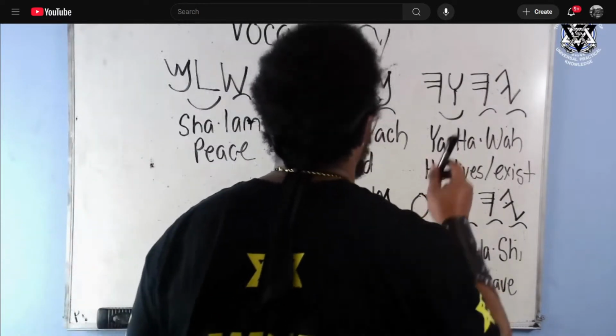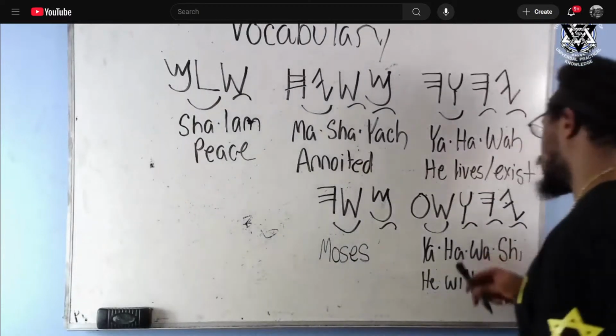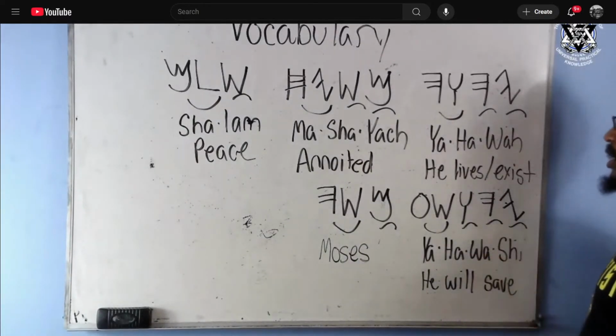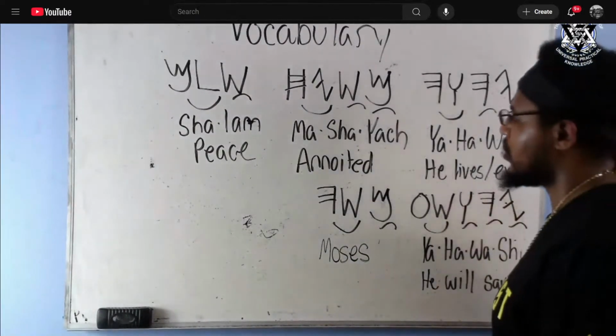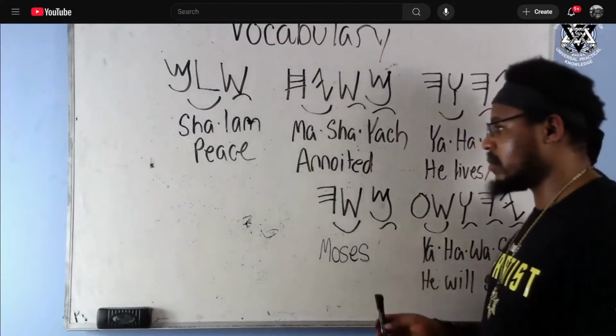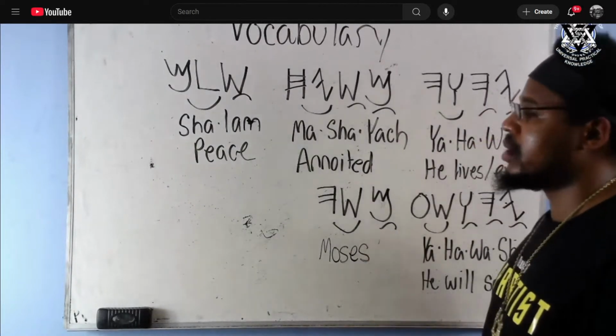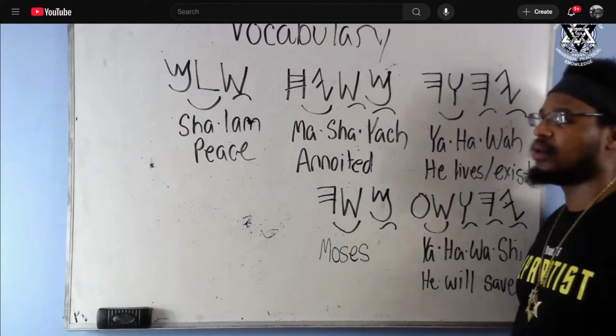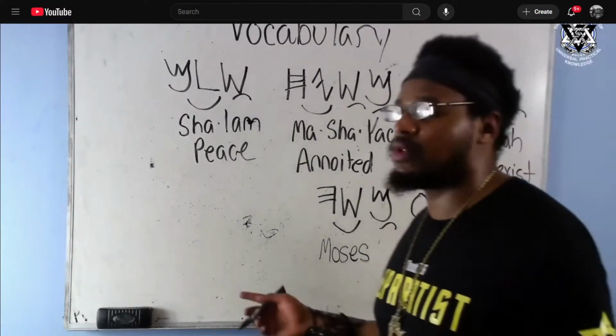We got Yahweh means he lives, he exists. Yahushah means he will save. We got Mashiach means anointed. We got Moses. We got Shalom means peace.